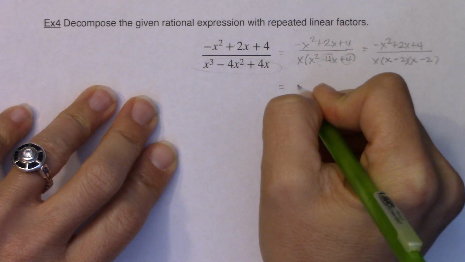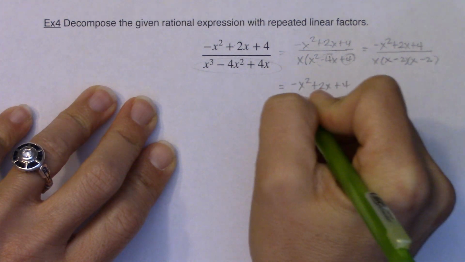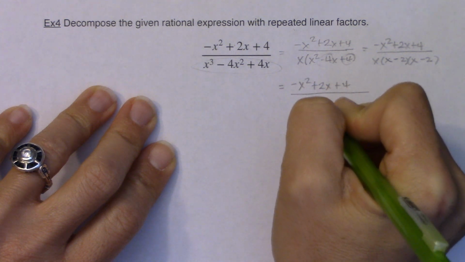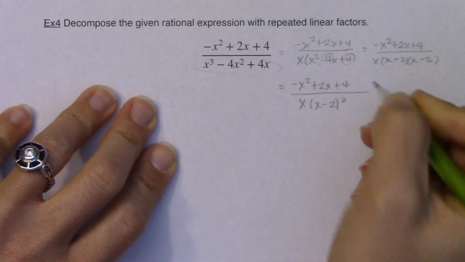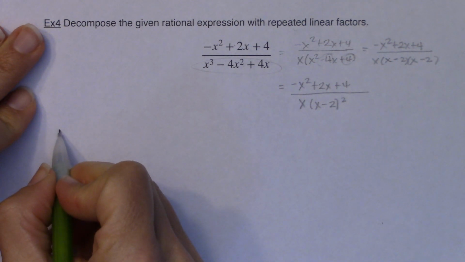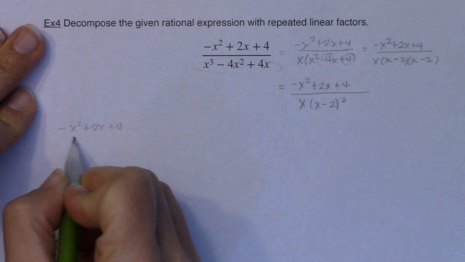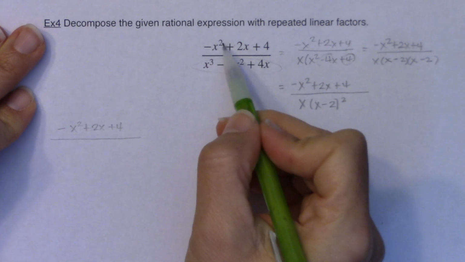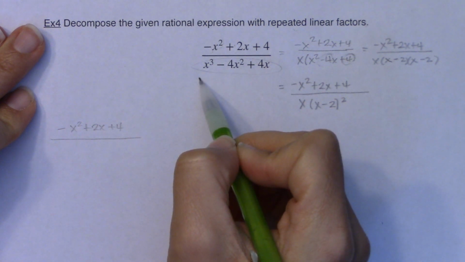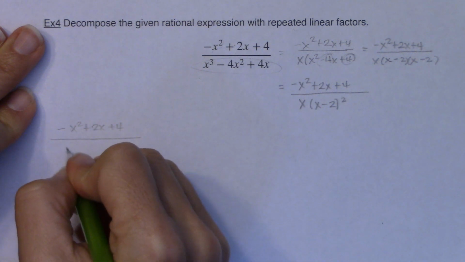So if I want to clean this up a little bit, I have negative x squared plus 2x plus 4, and in this denominator, I have x minus 2 squared. All right, so if I want to start to decompose these fractions, what I essentially want to do is take my original expression, or at least my original numerator. Oh, and just take note, the degree in your numerator is less than the degree in your denominator, so this partial fractions decomposition will work.